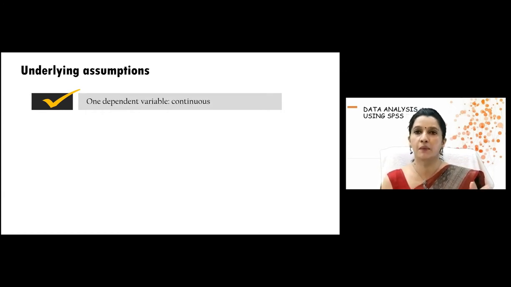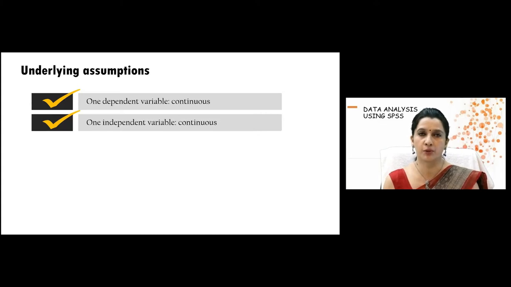So there are some underlying assumptions to apply these linear regression tests. Now what are these underlying assumptions? The first assumption is that the dependent variable should be continuous. The independent variable should be continuous. This we can know by the type of research question.